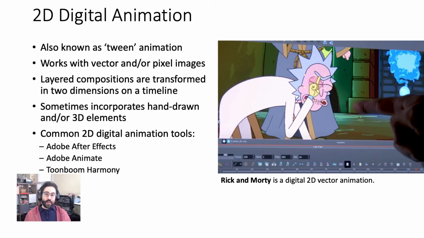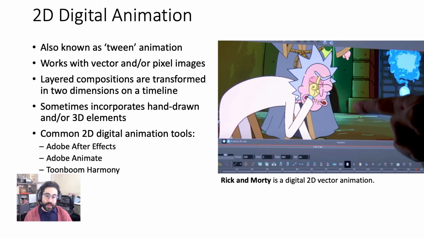Next up we have 2D digital animation. Now this is sometimes also called tween animation, and that's because an animator will set different poses of a scene or a character, and the computer will figure out all of the subtle changes in between those two poses. 2D digital animation works with vector and or pixel images and takes those into layered compositions that are then transformed in 2 dimensions on a timeline.